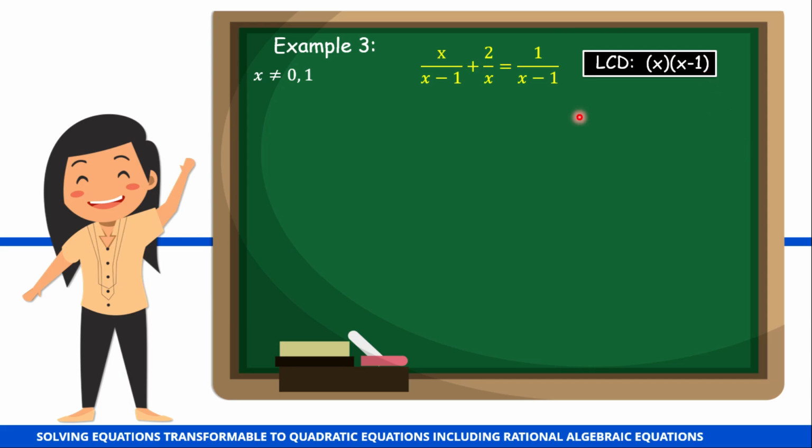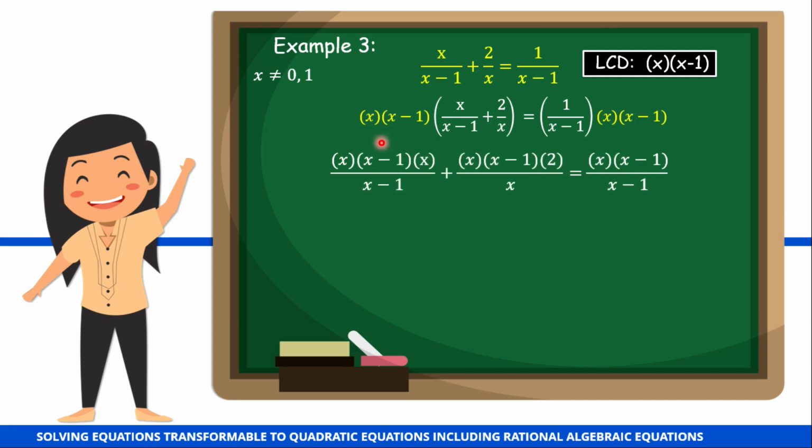Ngayon na mayroon na tayong LCD, i-multiply na natin ito to both sides of our equation. Magkakaroon tayo ng x times quantity x minus 1 times quantity x over x minus 1 plus 2 over x. That is equal to, i-multiply din natin si LCD dito sa 1 over x minus 1. I-multiply natin ang ating LCD sa mga numerators. And magkakaroon tayo ng ganitong equation.